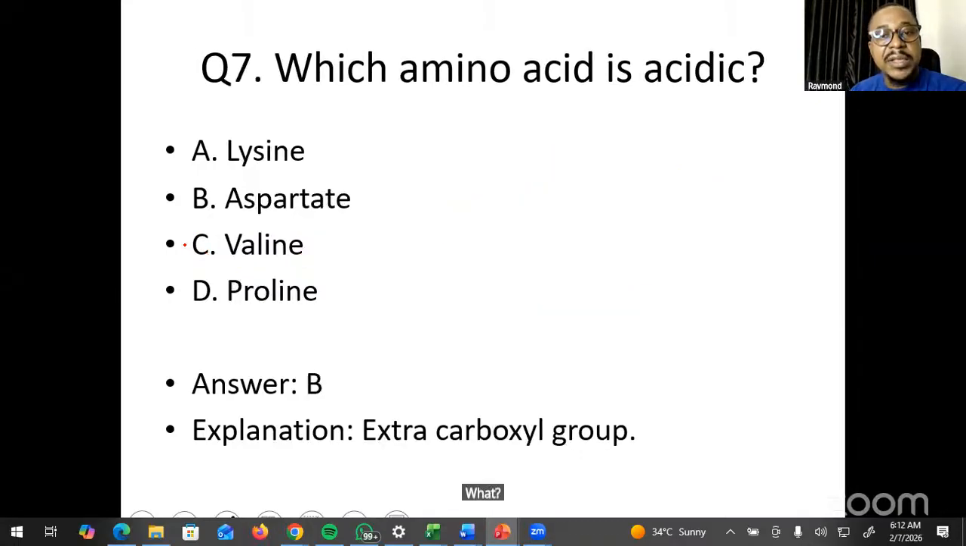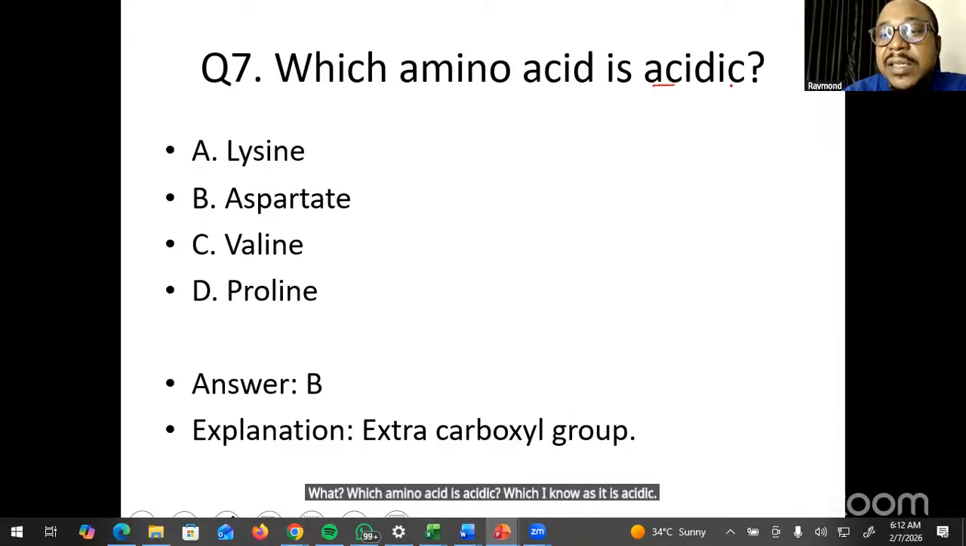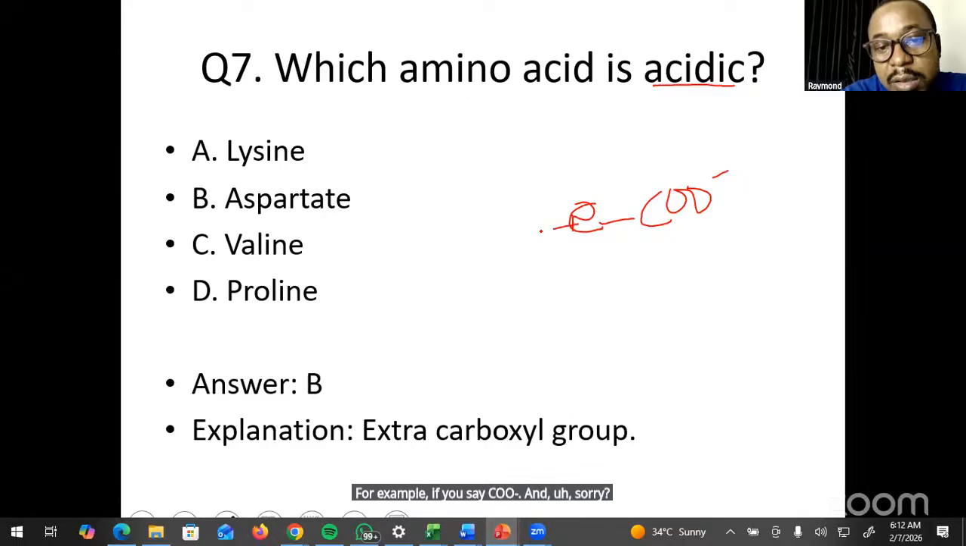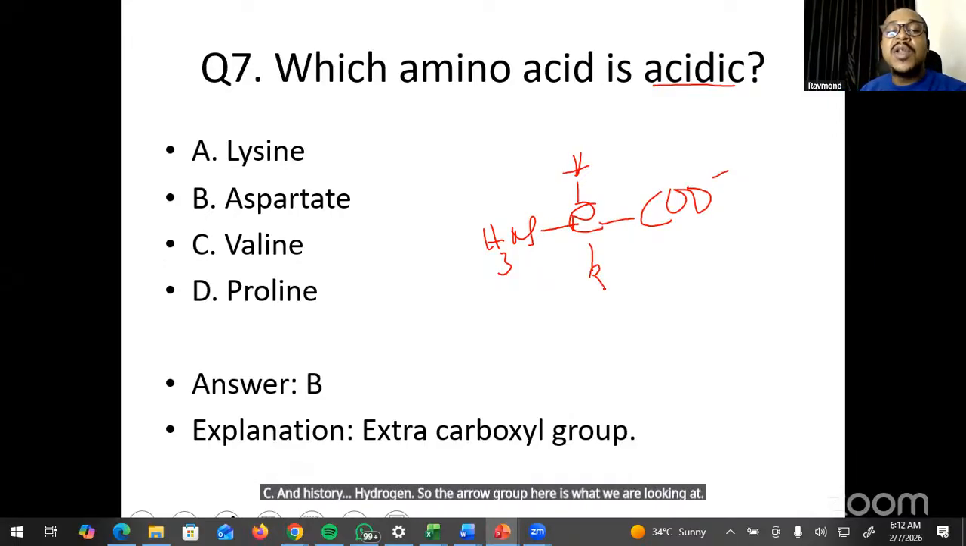Which amino acid is acidic? Which amino acid is acidic? When we say acidic, we don't mean the basic 2 functional groups. For example, if we say COO minus and C, NH3, hydrogen. So the R group here is what we are looking at. It is the R group that will determine if the amino acid is acidic or basic.